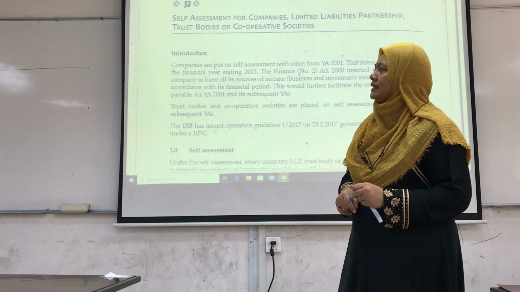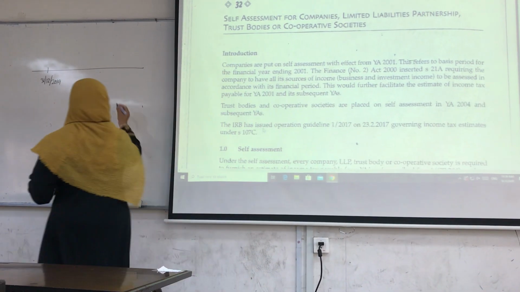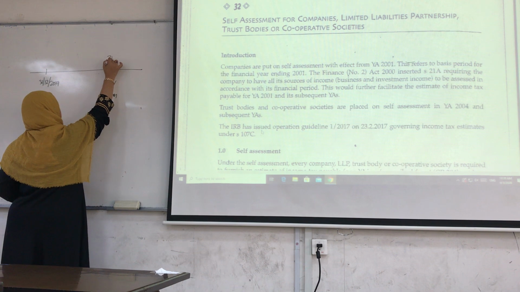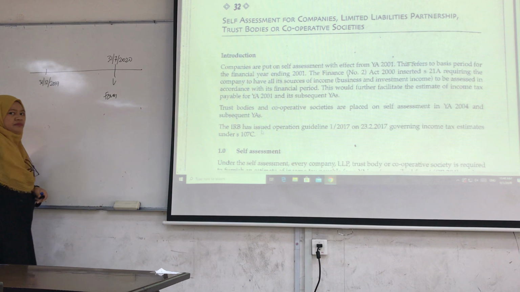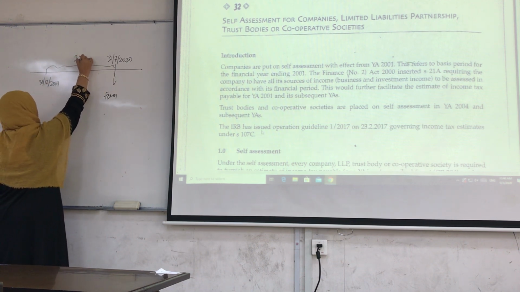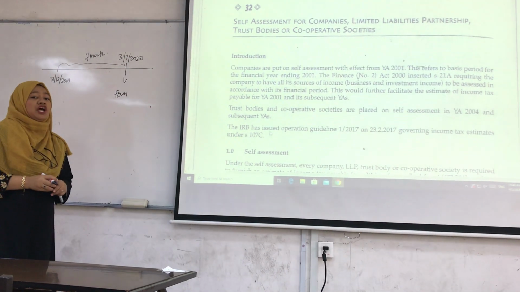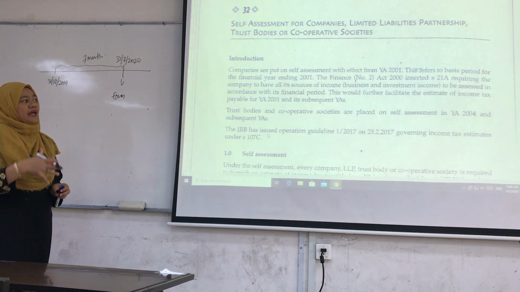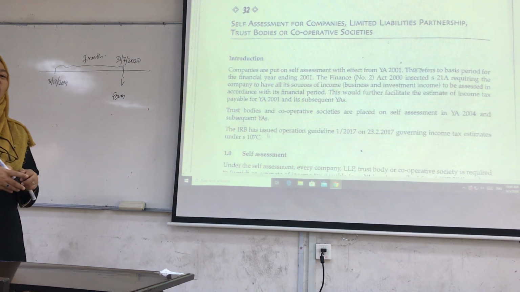So it means that if your year end is 31st of December 2019, the company has to submit their Form C by 31st of July 2020. So the period given for the company to prepare their accounts is 7 months. And we say that it's by 31st of July, not on 31st of July. The company can submit earlier, but what happens in Malaysia is that we love to submit on the day.